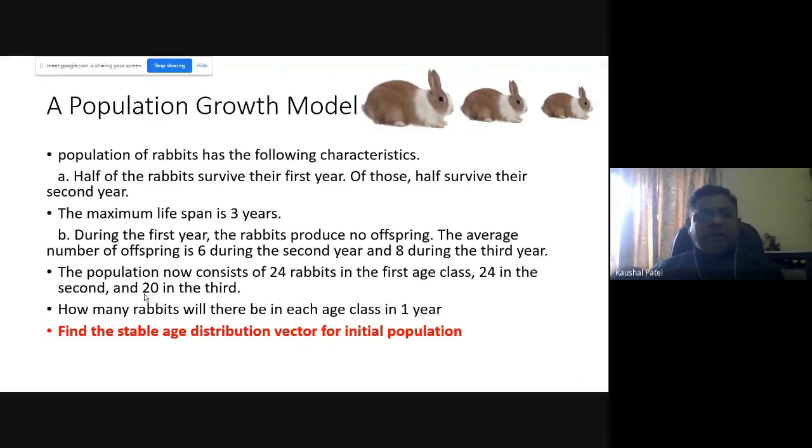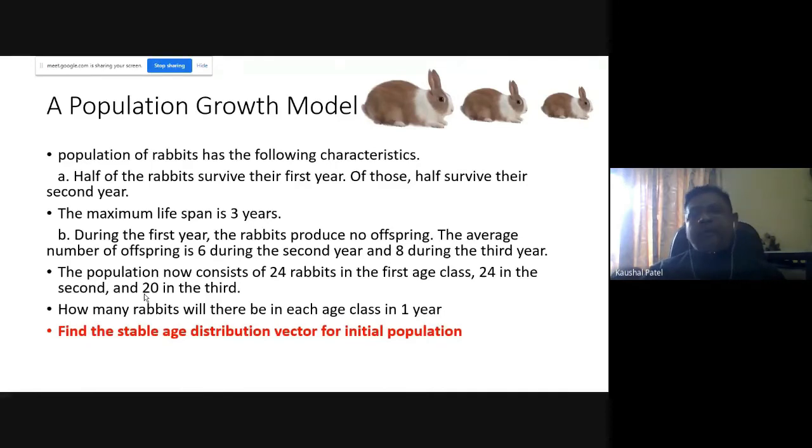This is a typical structure provided as an application of the population growth model. The population of rabbits has the following characteristics. Half of the rabbits survive their first year, meaning that of the rabbits born, 50% die during the first year. Of those, half survive their second year. Suppose there are four rabbits born now; in 1 year only two are left. After the second year, we have only two rabbits.